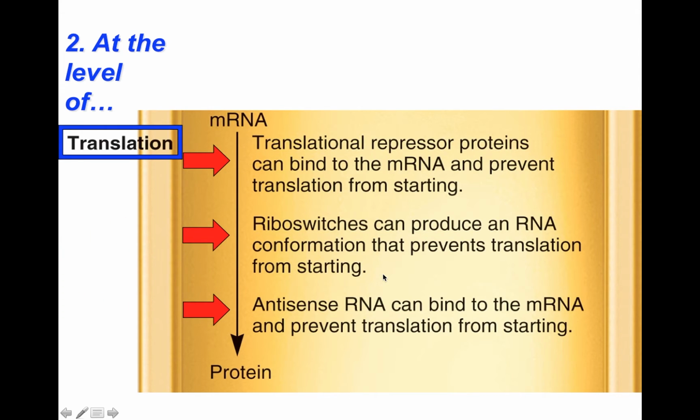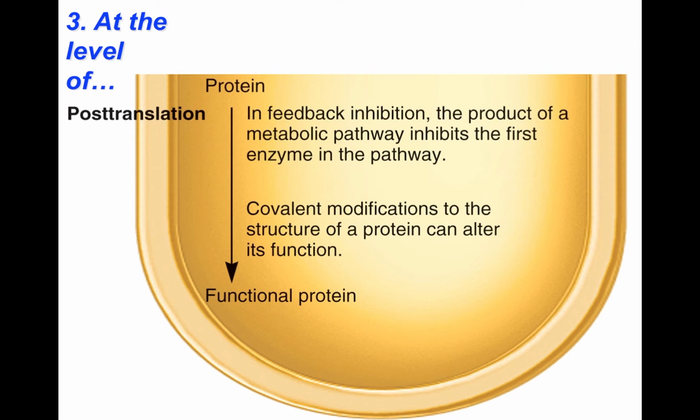And finally, antisense RNA can hydrogen bond to the messenger RNA and prevent translation from starting. Finally, at the level of post-translational control, there are several different mechanisms that produce a functional protein.